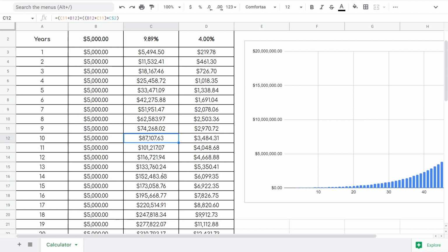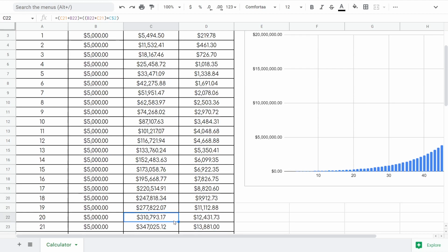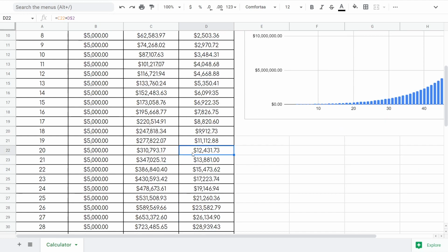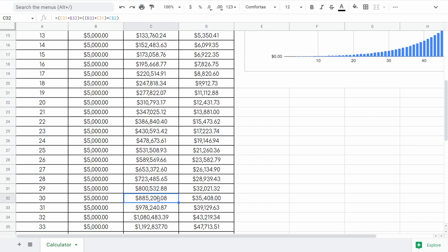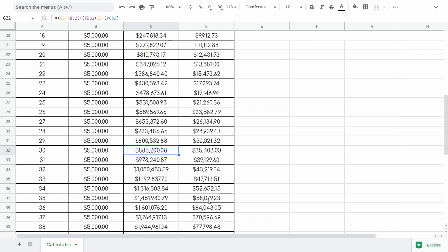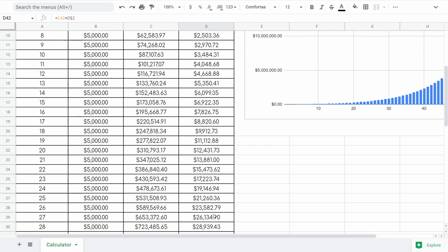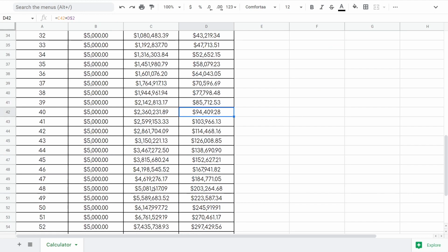But as time goes on, another 10 years, you're sitting at $310,000 with a portfolio income at 4% of $12,431. At 30 years, you're looking at $885,000, and then at 40 years, $2.3 million and $94,000 of income. So as you can see here, as time goes on, your money is growing faster and faster each year.